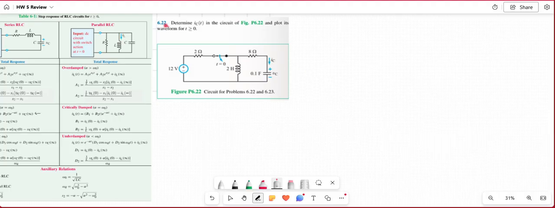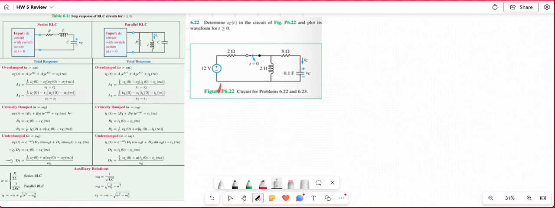All right, 6.22. Now you have an actual circuit. Determine IC of T in the circuit and plot its waveform for t greater than or equal to 0. All right, can somebody please remind me what we do as our first step here? What did I do in the first one? Never mind. We do the initial conditions.